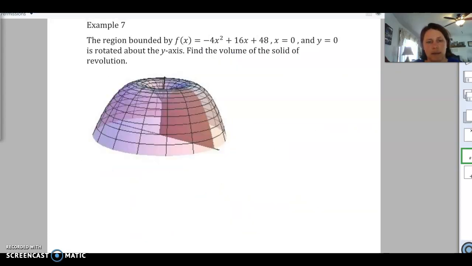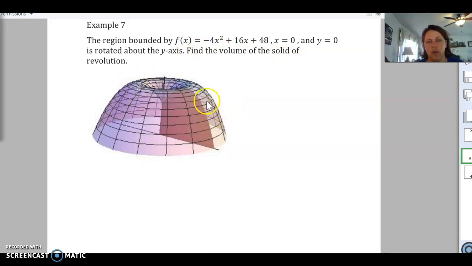And on to example number 7. Example number 7 has a nice picture already for us, but we don't have all of the information that we usually glean from a picture when we graph it. So let's go ahead and still look at our equations. We have the region bounded by f of x equals negative 4x squared plus 16x plus 48, x equals 0 and y equals 0 is rotated about the x-axis. Find the volume of the solid of revolution.